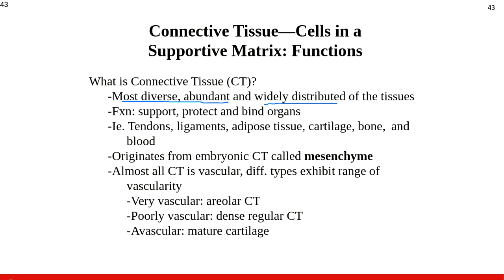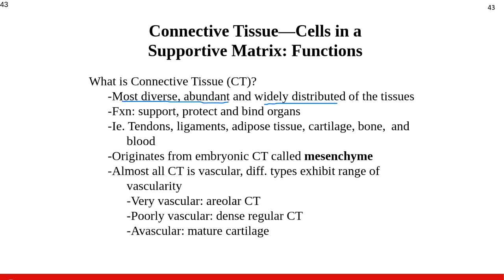You can see all the different types of examples here. Tendons and ligaments, that's dense connective tissue. Adipose, that's a loose type of connective tissue. Cartilage and bone are the supporting connective tissue. And one of our fluid connective tissues is blood. But all of this connective tissue comes from this tissue here called mesenchyme.